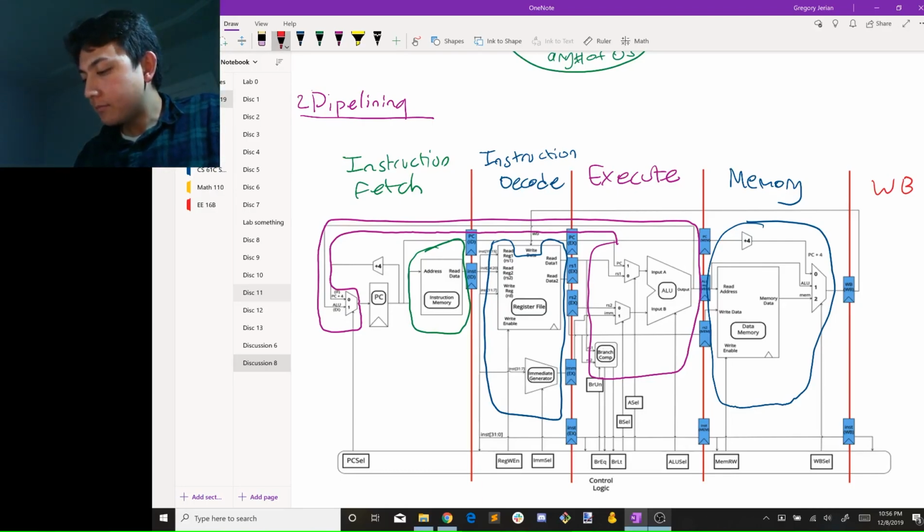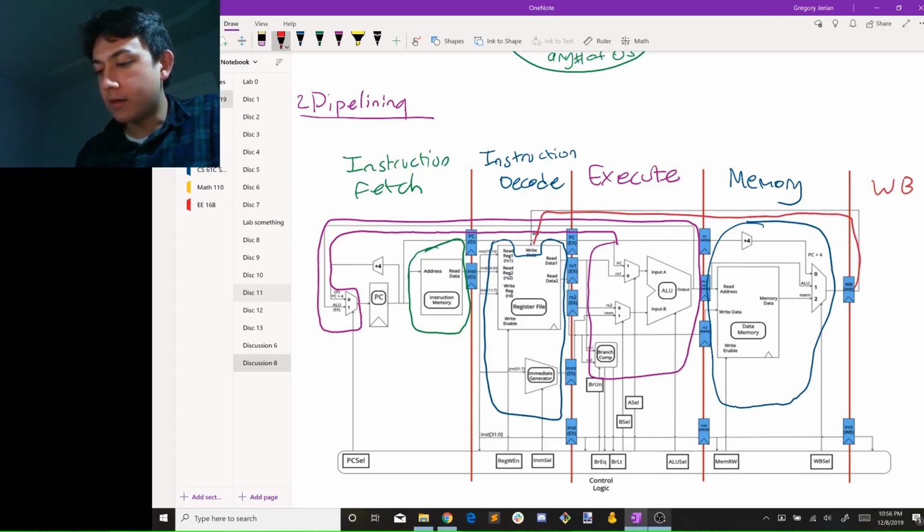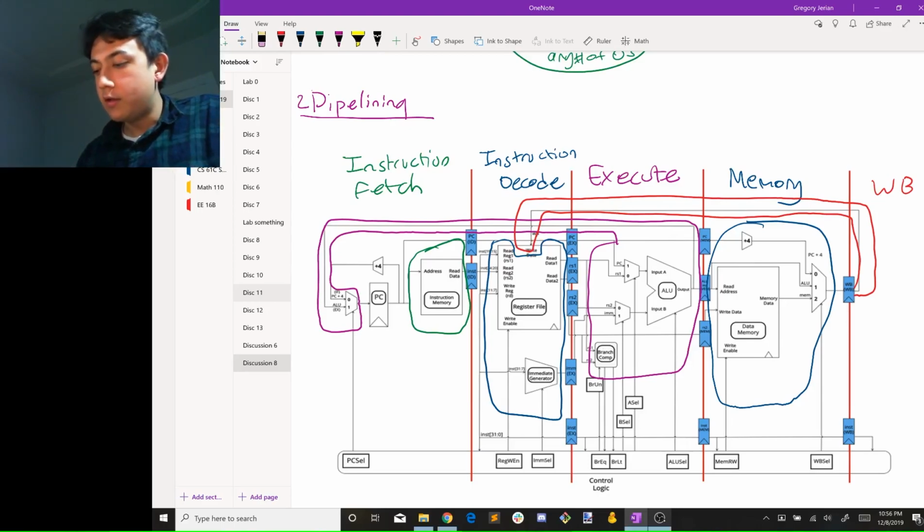And the write back stage is just this really long snaky stage that goes back here, and it basically just includes this right here. You're just writing back to the register file. So that's the 5 stages right there. Kind of weird, but that's what they are. If you're more interested in what these stages actually do, the previous discussion 7 has descriptions in the solutions of what the 5 stages do. So you can take a look at that.